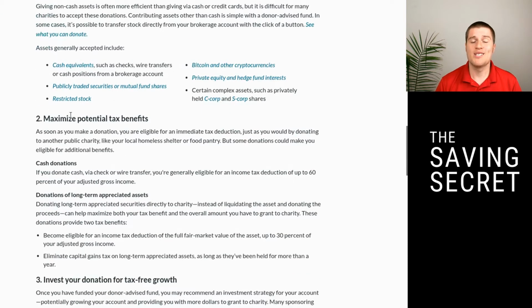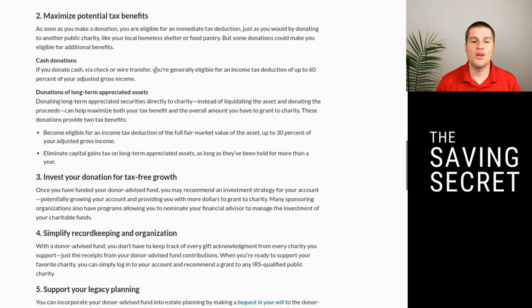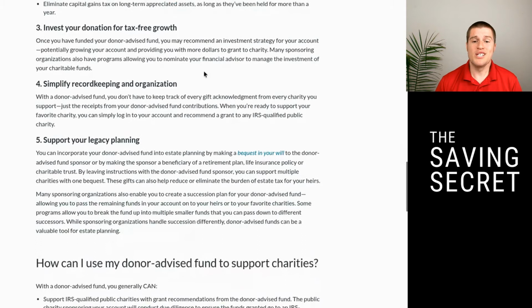Like I said, you can maximize your tax benefits. If you have a brokerage account and you have some stock or mutual funds that have grown over time, you can limit your long-term capital gains. Again, we don't know what the future looks like on long-term capital gains, but this is another way to reduce your long-term capital gains by donating into a donor advised account. And then you can continue to watch your assets grow within the account itself.